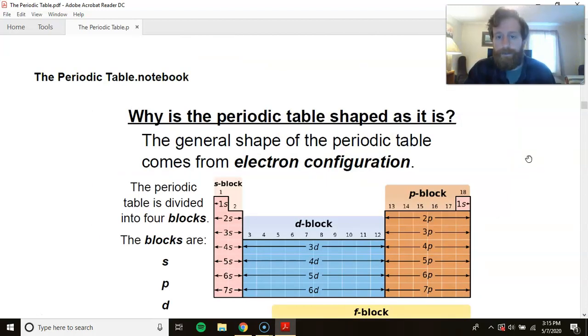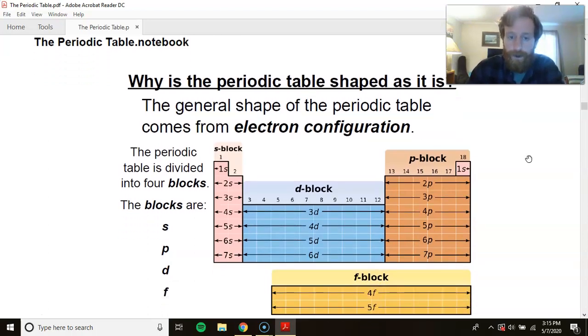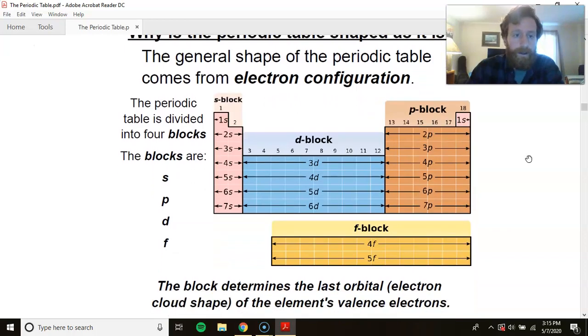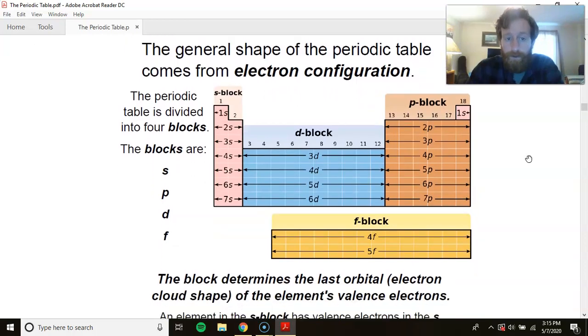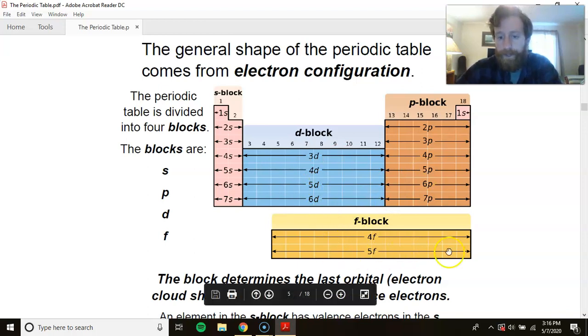So why is the periodic table shaped as it is? You read about this briefly on Monday's assignment. I'm going to do a quick recap. The general shape of the periodic table comes from electron configuration. The periodic table is divided into four blocks. The blocks are S, P, D, and F. And you can see them here. On the left, we have this narrow, tall S block. On the right, we have a more square P block. In the middle, we have the D block. And at the bottom, we have the F block.